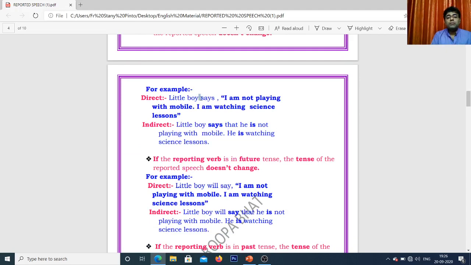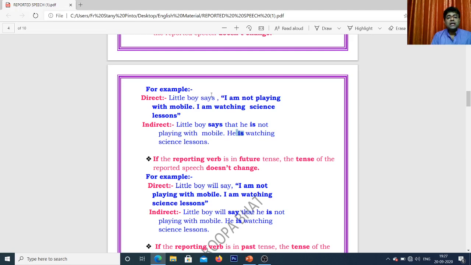See, this is called the reporting verb. Can you see here? Reporting verb, and it is in the present tense. Little boy says, I am not playing with mobile. I am watching science lessons. Now see, when it is put into indirect or reported speech, what is done here? Little boy says, it remains the same. It does not change. Then that is added, which means it is a statement. Then you see this, he is not playing with mobile. He is, which means the tense of the direct and the indirect is not changed.